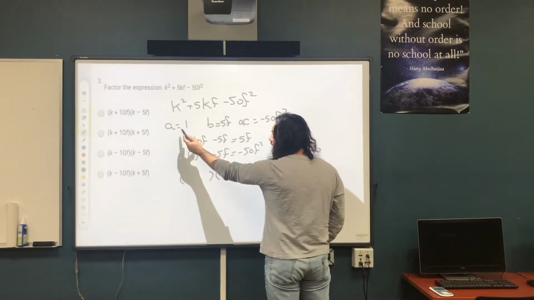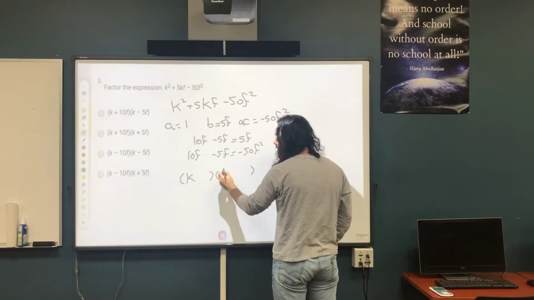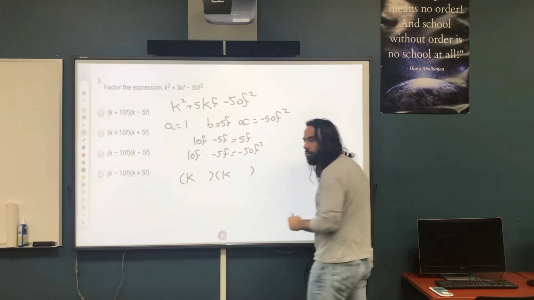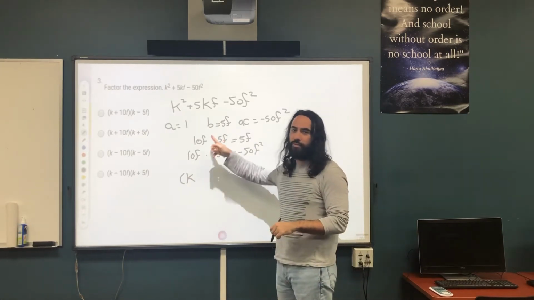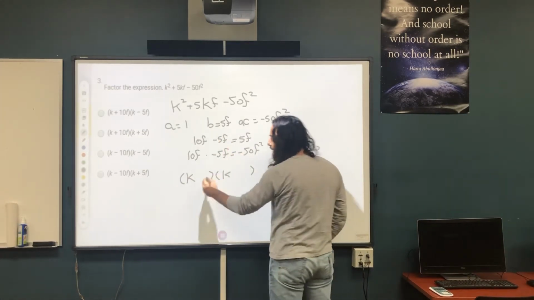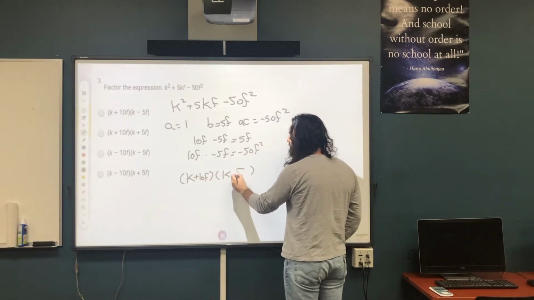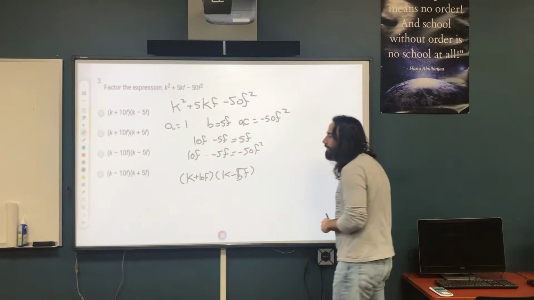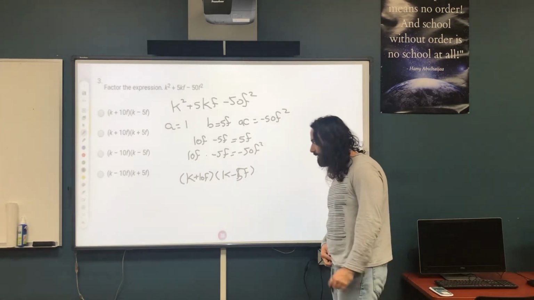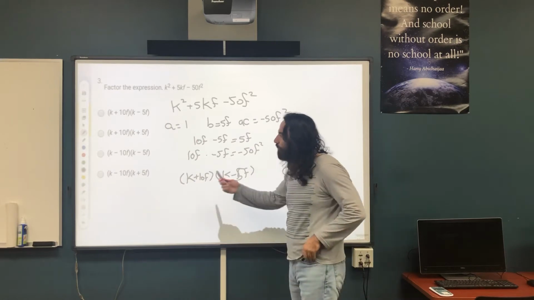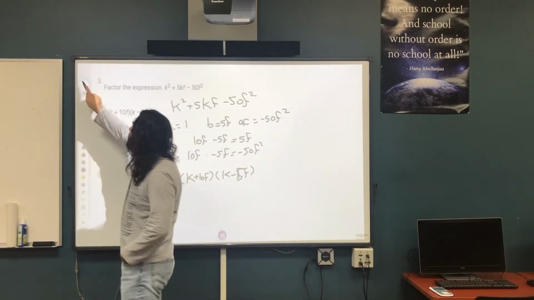So how much is the first variable that we want? It's k. So k times k is k squared. And the other numbers are the terms that you found. It's plus 10f minus 5f. Sorry, my handwriting. And that is it. That's the answer for the first one.